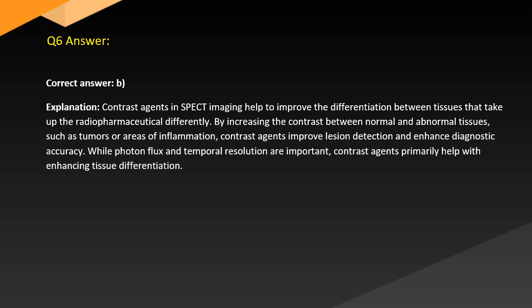Contrast agents in SPECT imaging help to improve the differentiation between tissues that take up the radiopharmaceutical differently. By increasing the contrast between normal and abnormal tissues, such as tumors or areas of inflammation, contrast agents improve lesion detection and enhance diagnostic accuracy. While photon flux and temporal resolution are important, contrast agents primarily help enhance tissue differentiation.